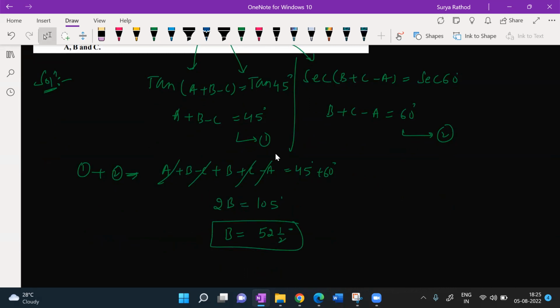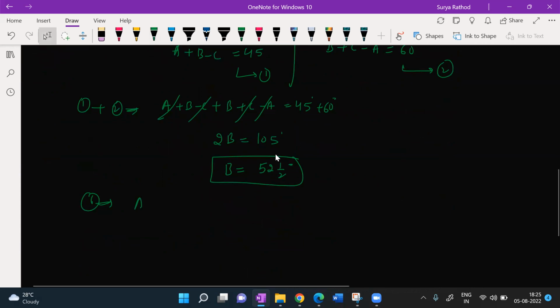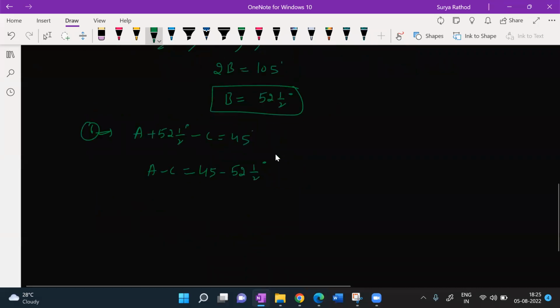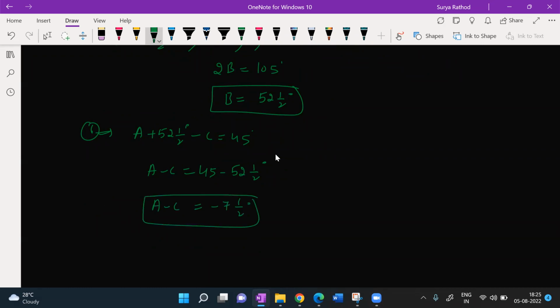So if you substitute somewhere, look at it. From the first equation, if I substitute, what are you going to get now? A + 52.5 degrees − C = 45 degrees. So A − C = 45 − 52.5 degrees, right? So A − C is equal to what? Minus 7 and a half degrees. So A − C I got.